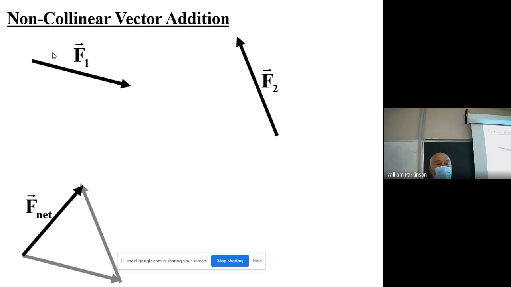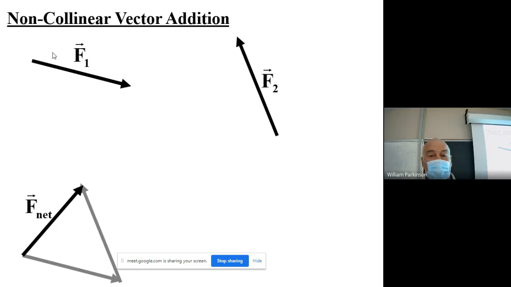So if you have one person pushing in direction F1 with an amount of push proportional to its length, and a person pushing in direction F2 with a magnitude of push proportional to the length of F2, the action of the two of them on the same object would send the object heading in the direction you see by F net.